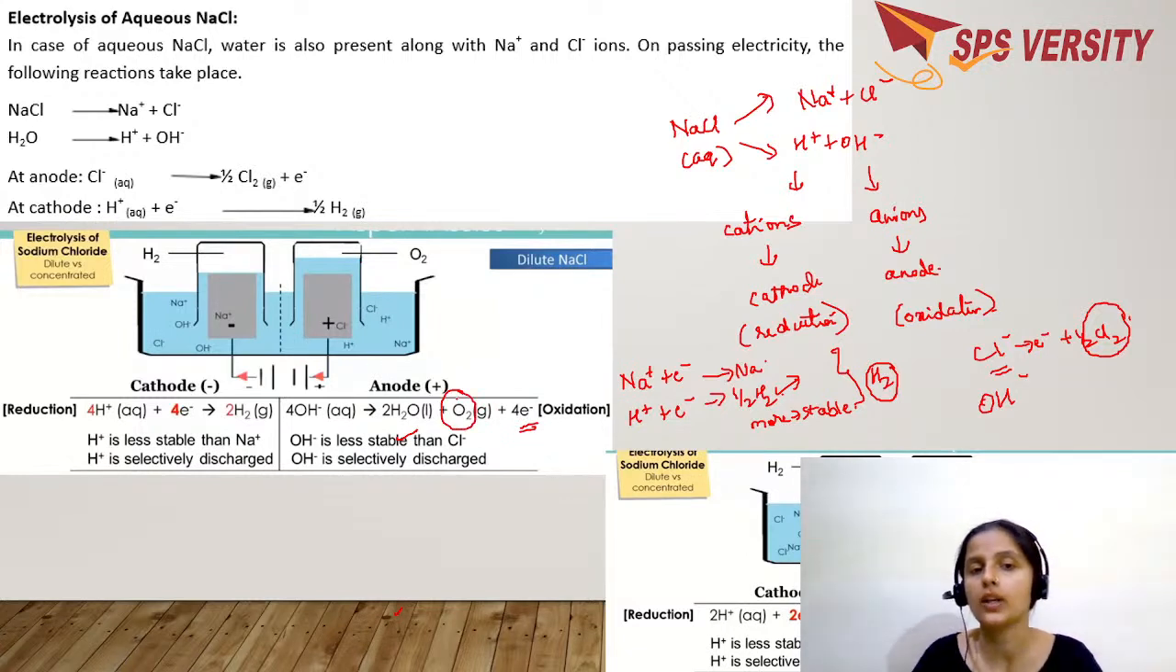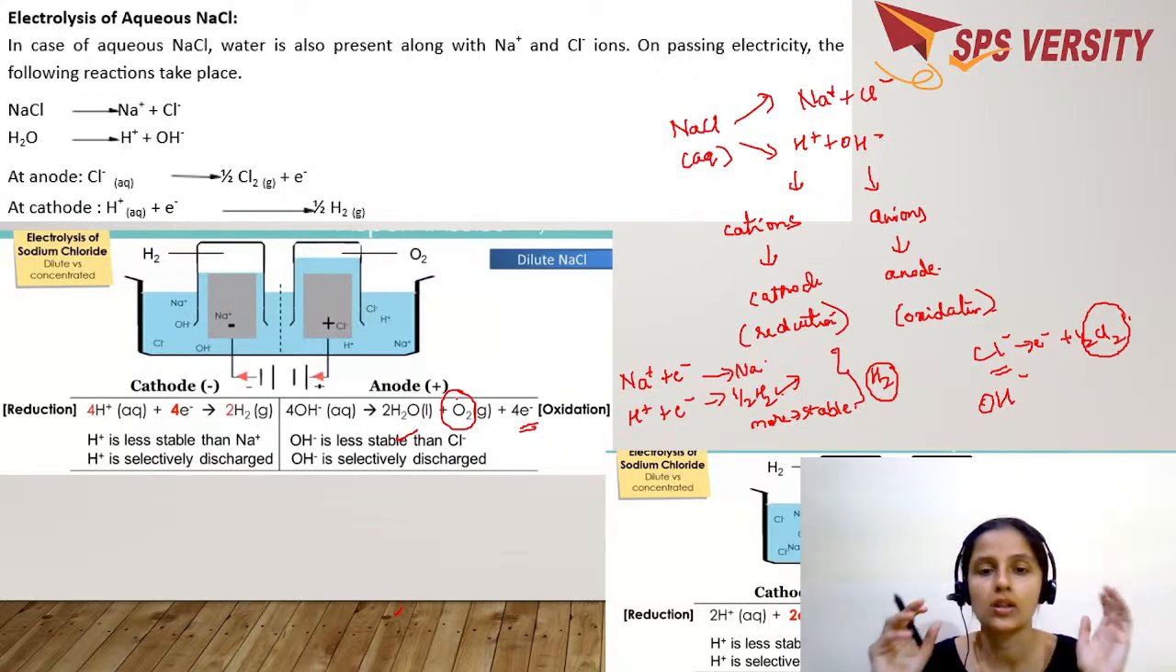So what are the products of electrolysis of dilute NaCl and concentrated NaCl solution? Irrespective of the concentration, hydrogen will be the gas liberated at the cathode. If the solution is sufficiently concentrated, chlorine will be the gas liberated at the anode. And if the solution is dilute, the concentration of OH minus is more, and O2 will be the gas liberated at the anode.